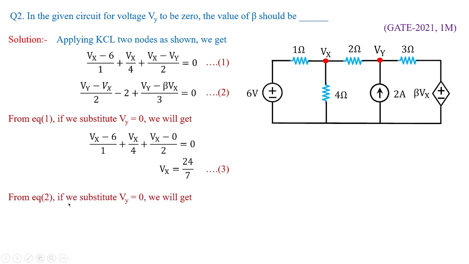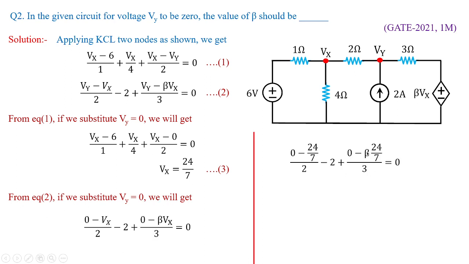Similarly, from equation 2, if I substitute Vy equal to 0, I'll get the value of beta. There's nothing but substituting the value of Vx and Vy equal to 0. Vx is 24 by 7, Vy is equal to 0. That is what we have substituted in equation 2. And that is how we get the value of beta, which is equal to minus 3.25. Please go through these calculations. By careful observation, you will get the value of beta to be equal to minus 3.25.